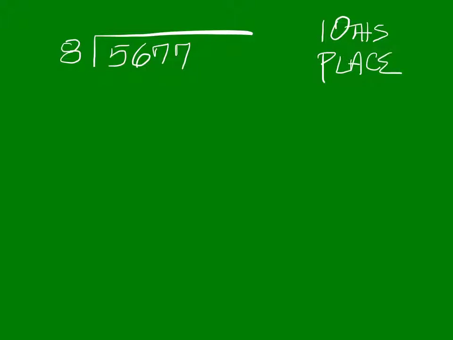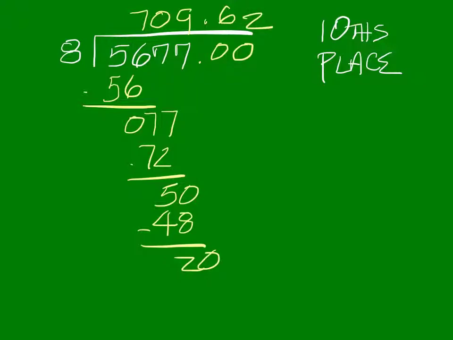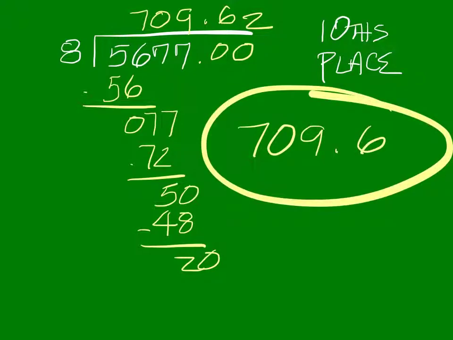On the practice problem, 8 will go into 56 7 times with nothing left over. So drop the 7. 8 will not go into 7, so put a 0 down and drop the other 7. 8 will go into 77 9 times with 5 left over. Here's the decimal point. 8 into 50 6 times with 2 left over. And into 20 twice. 709.6.